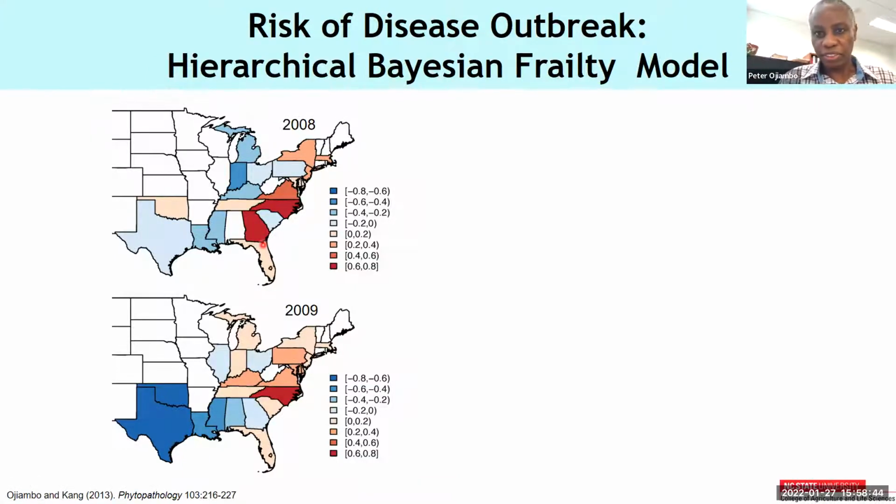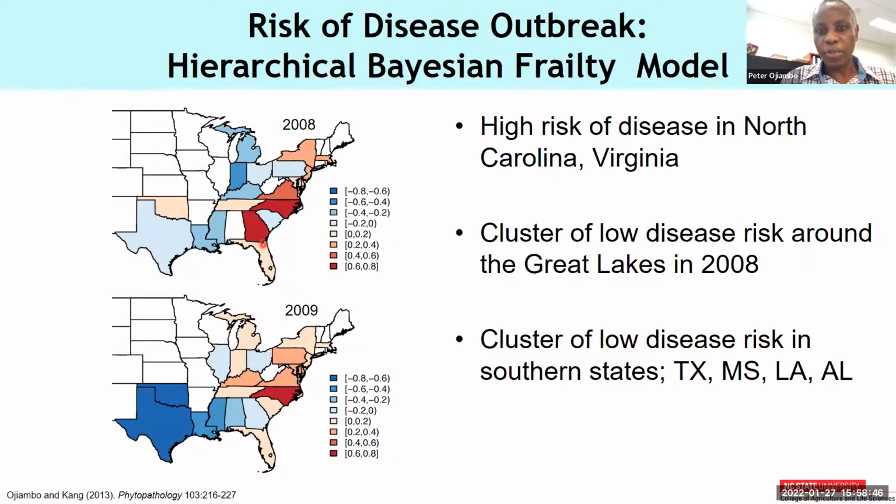So just to summarize, we have a high risk of disease in North Carolina and Virginia in both years. There's a cluster of lower levels of disease risk around the Great Lakes region, and a cluster of low levels of disease in southern states: Texas, Mississippi, Alabama, as well as Louisiana. So for the first time, we were able to put some numbers on the level of risk of disease outbreak in some of these particular states.